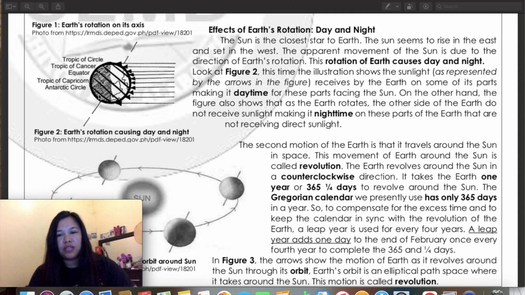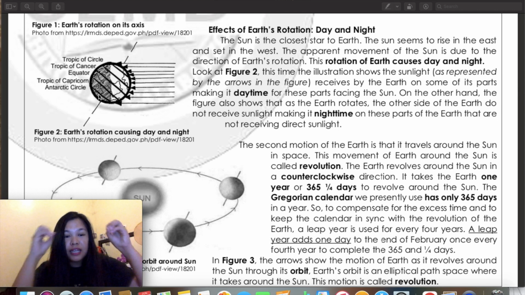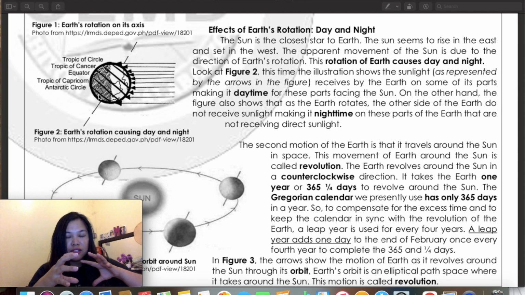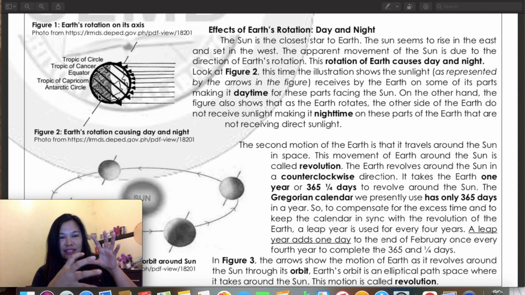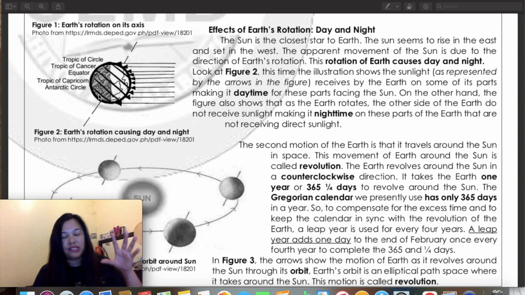This time, the illustration shows the sunlight, represented by the arrows in the figure, received by the Earth, with some of its parts in daytime for these parts are facing the sun. On the other hand, the figure shows that as the Earth rotates, the other side of the Earth does not receive sunlight, making it nighttime on these parts of the Earth that are not receiving direct sunlight. So, hindi sabihin natutulog ang sun. Palagi lang siyang umiilaw. Ang Earth lang ang umiikot. Kasi natatakpan na tayo ng sa kabilang panig ng mundo. That's why hindi na kasi tayo nakaharap sa sun. That's why we have night.